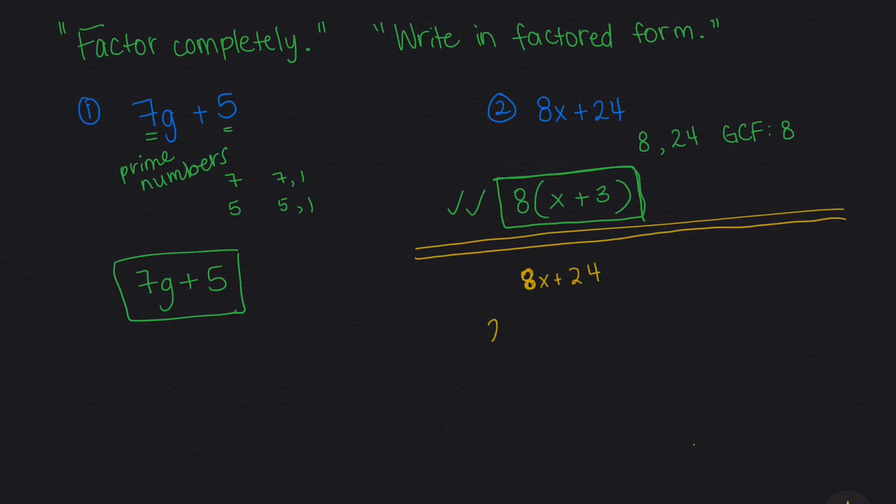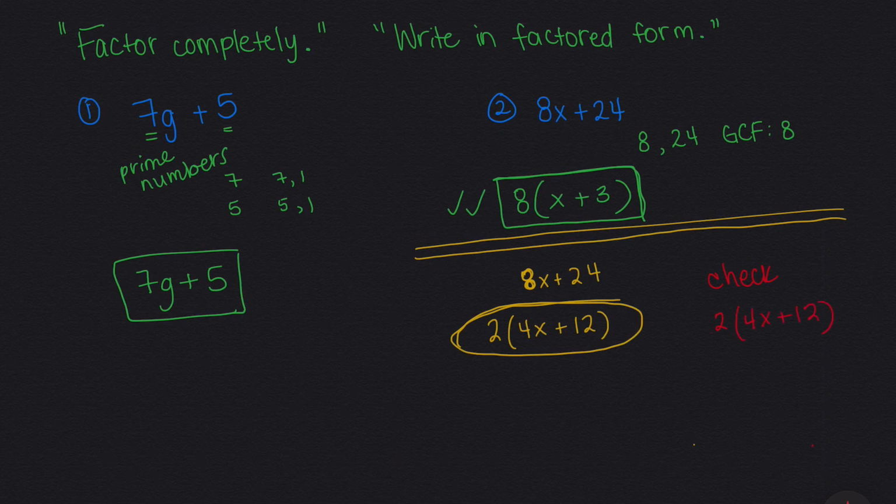So say you pulled out a 2, and then you asked yourself, well, 8x divided by 2 is 4x, and 24 divided by 2 is 12. So your answer looks like this. If we take the time to check our answer, and we use distribution to open this parentheses back up, we would have 2 times 4x is 8x, and then 2 times 12 is a positive 24, which is our original question.